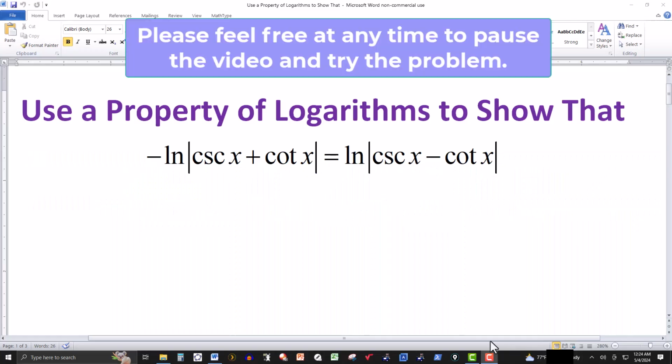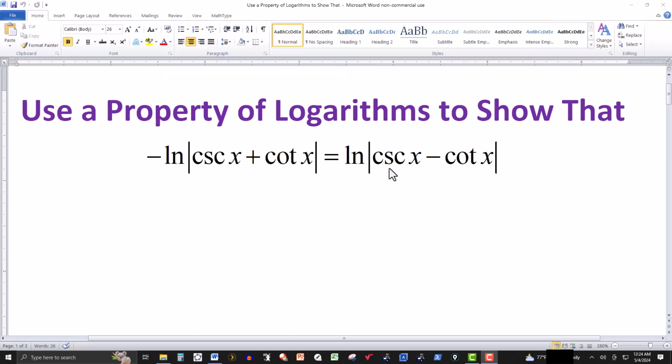In this video, we want to use some basic algebra and a property of logarithms to show that minus the natural log of absolute cosecant of x plus cotangent of x is equal to natural log of absolute cosecant of x minus cotangent of x. So a little bit of trig, a little bit of algebra in this particular problem.